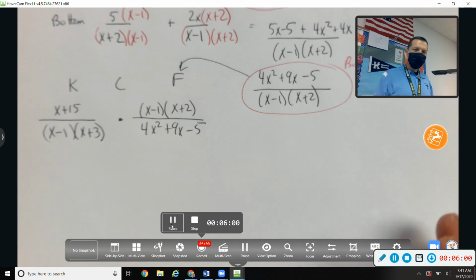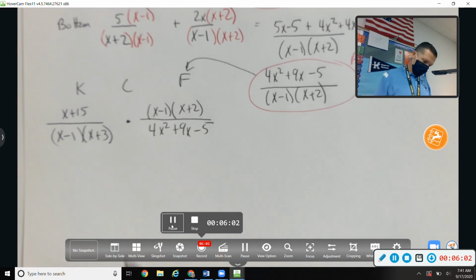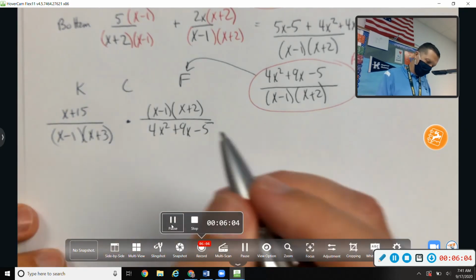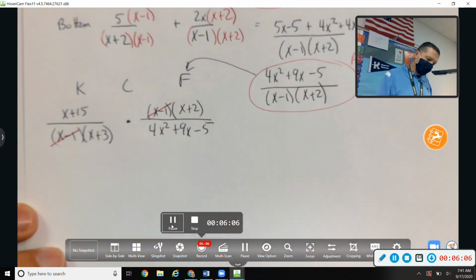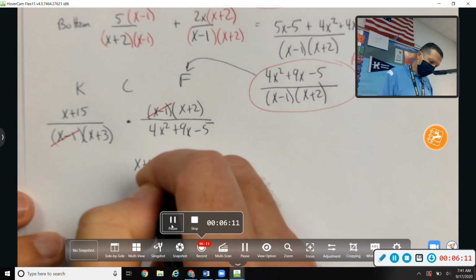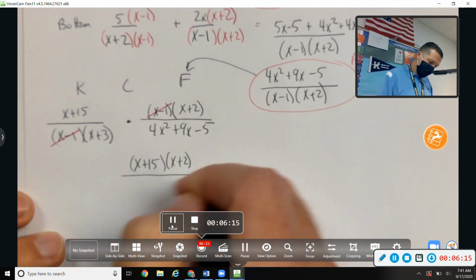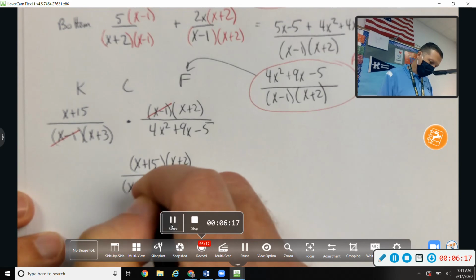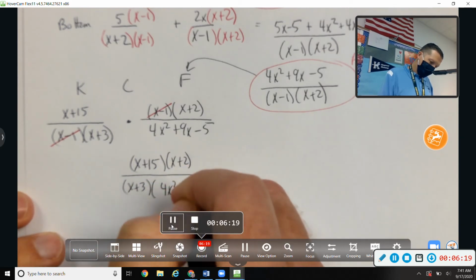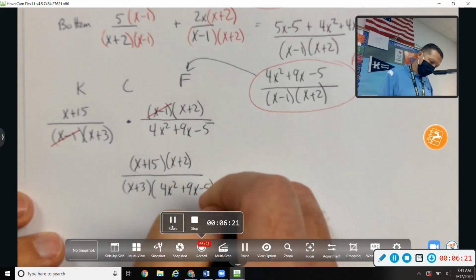And now finally we get to look for things to cancel. There's not much to cancel. The x minus 1s will go away. That's about it. So we're left with (x plus 15)(x plus 2) over x plus 3, and the rest of that denominator.